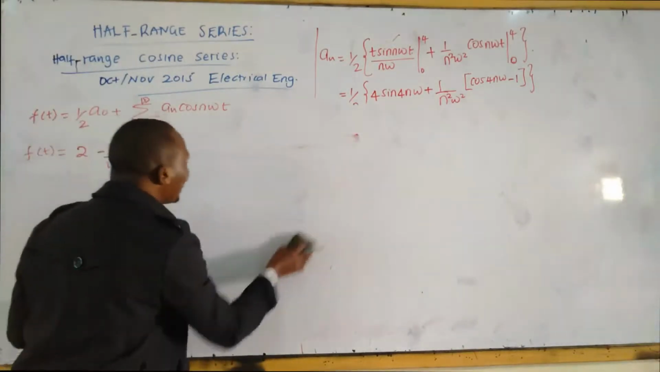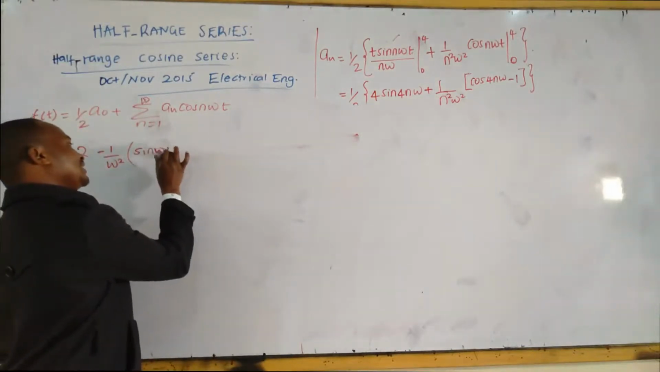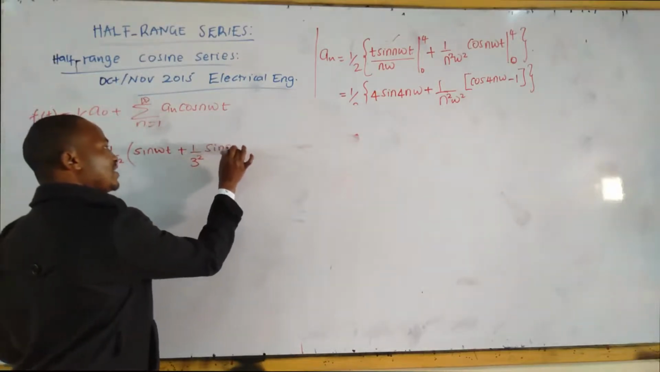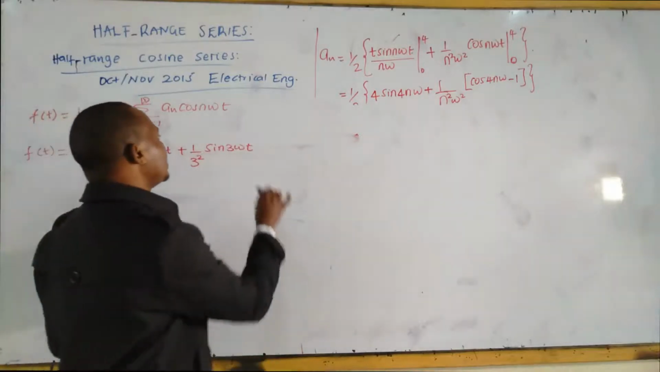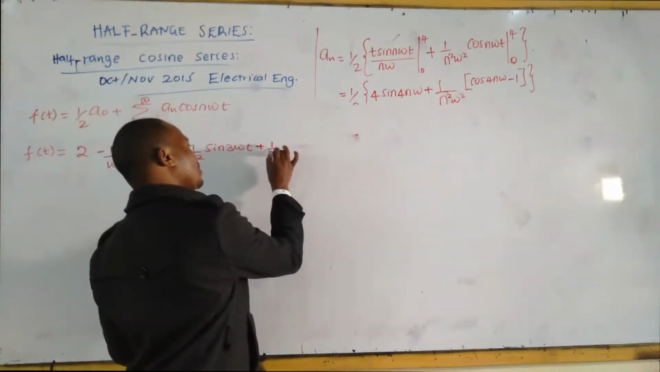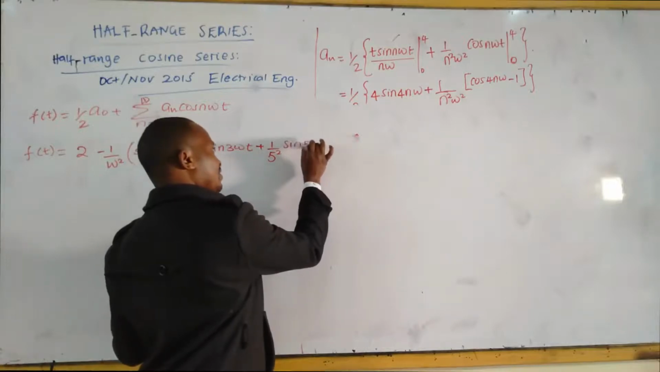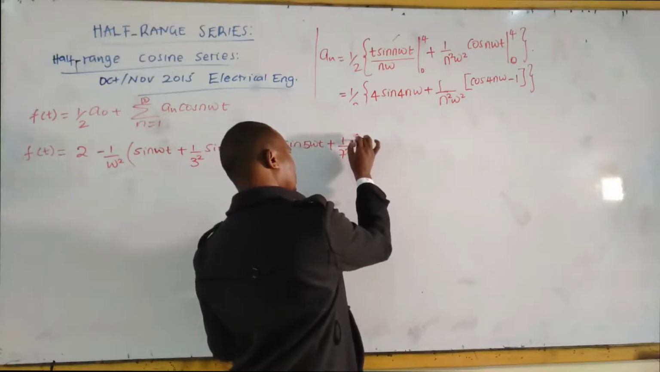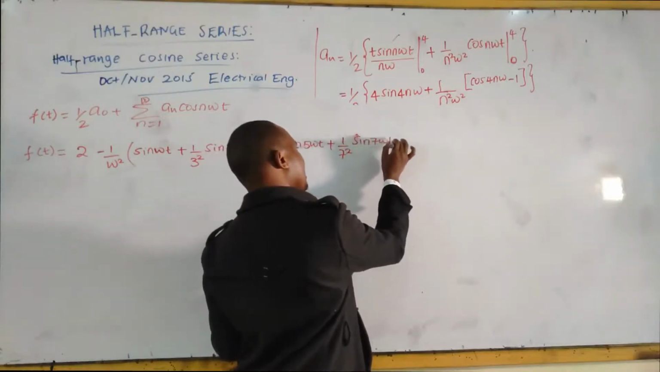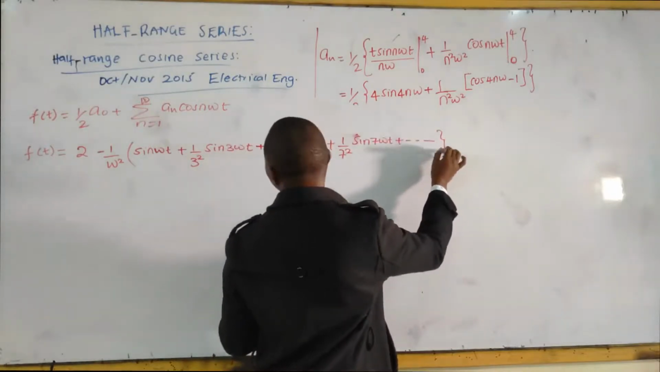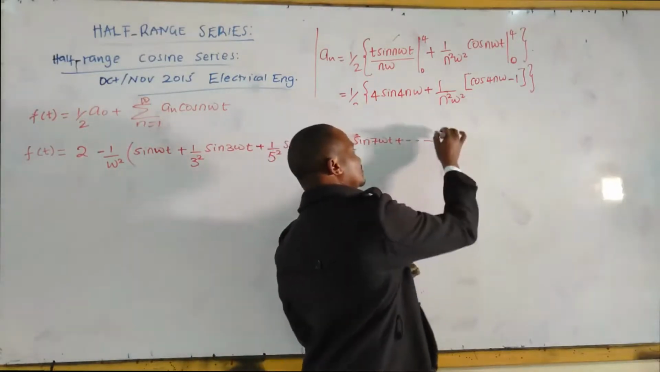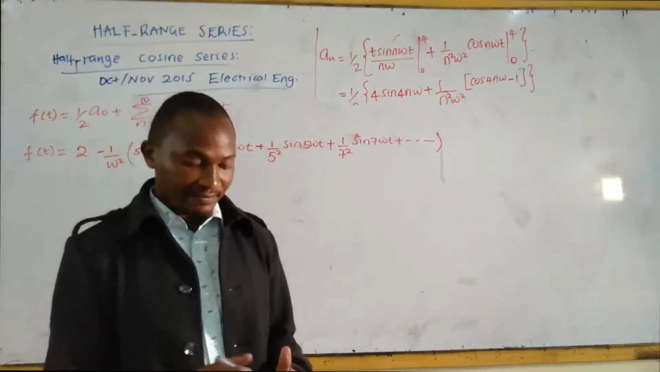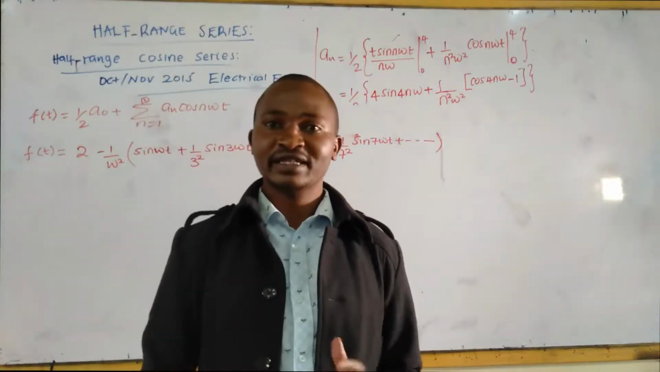It is n omega t plus 1 over 3 squared sine 3 omega t. I'd forgotten the omega. Plus 1 over 5 squared sine 5 omega t plus 1 over 7 squared sine 7 omega t plus the sum up to infinity. That's how we find the Fourier series representation of a function. You can see over and over again we are repeating the same thing.